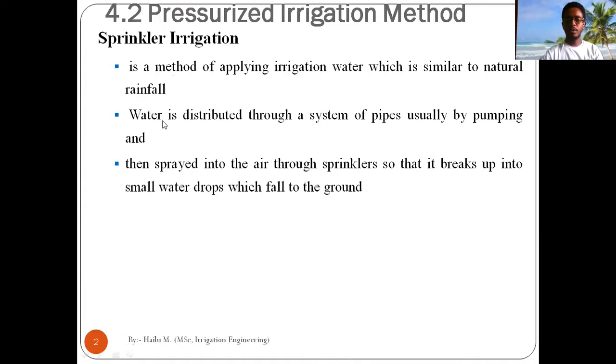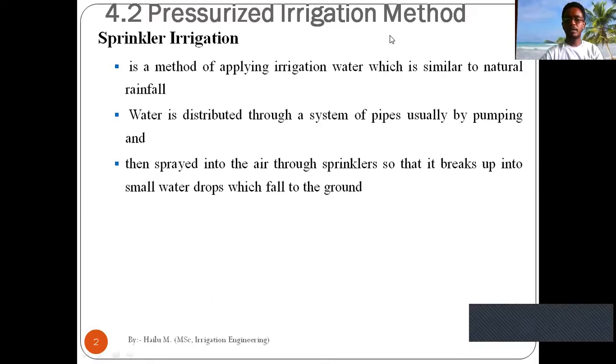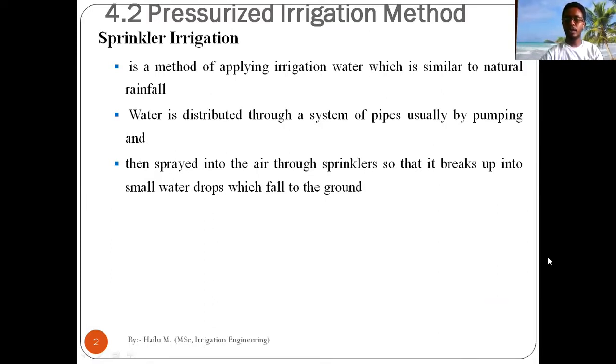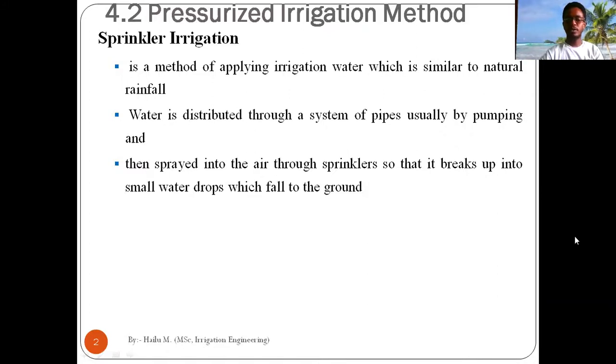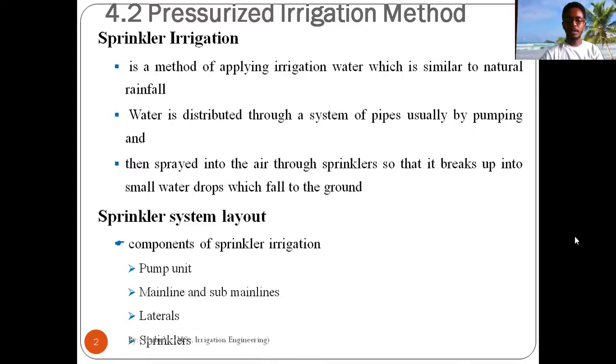That means water is distributed through a system of pipes, usually by pumping, and then sprayed into the air through sprinklers so that it breaks up into small water drops which fall to the ground.